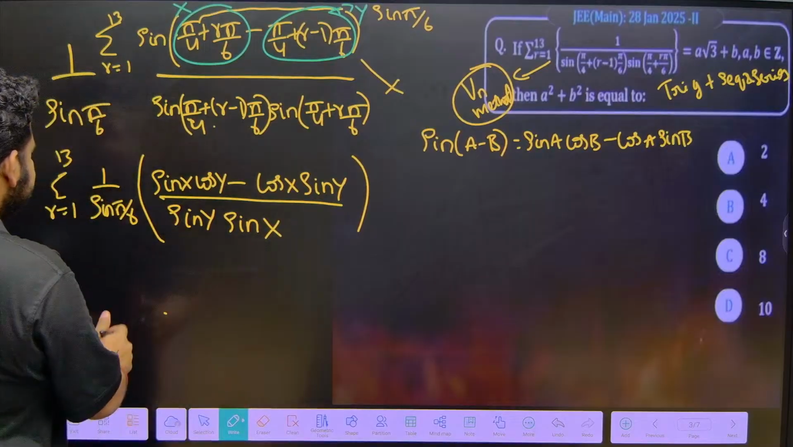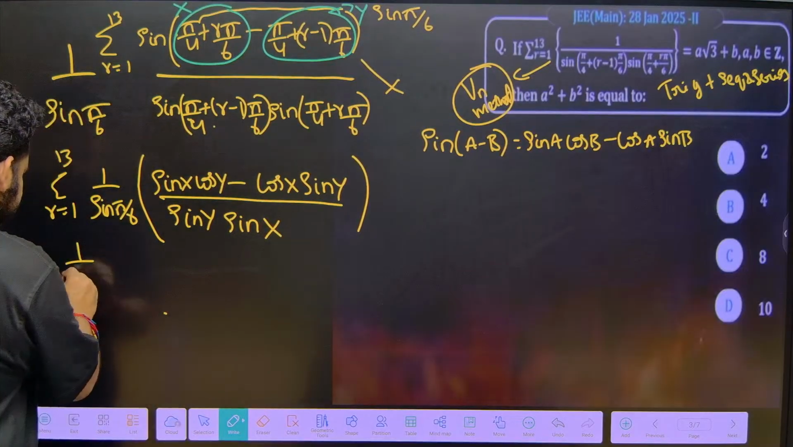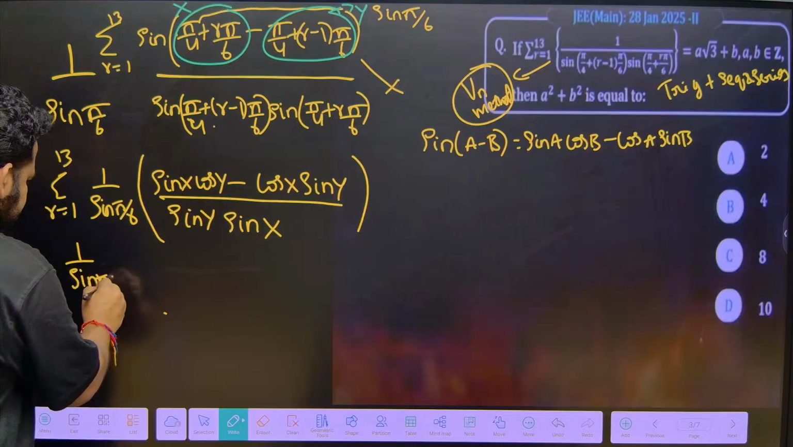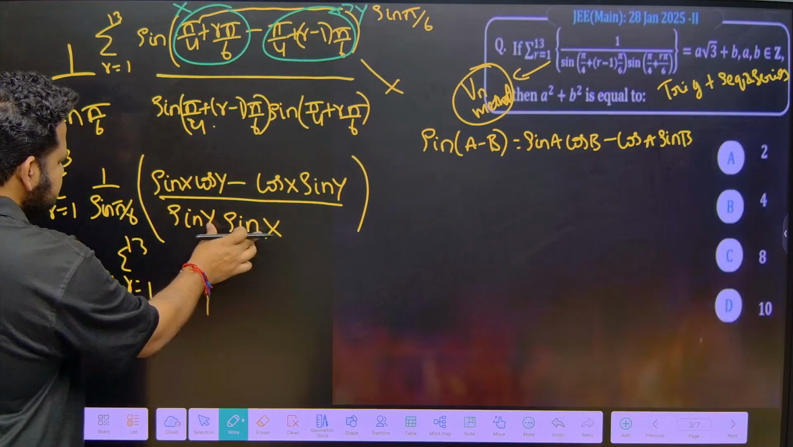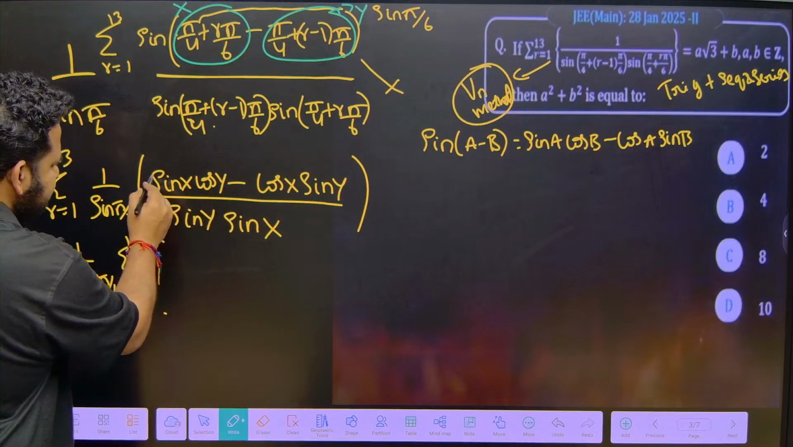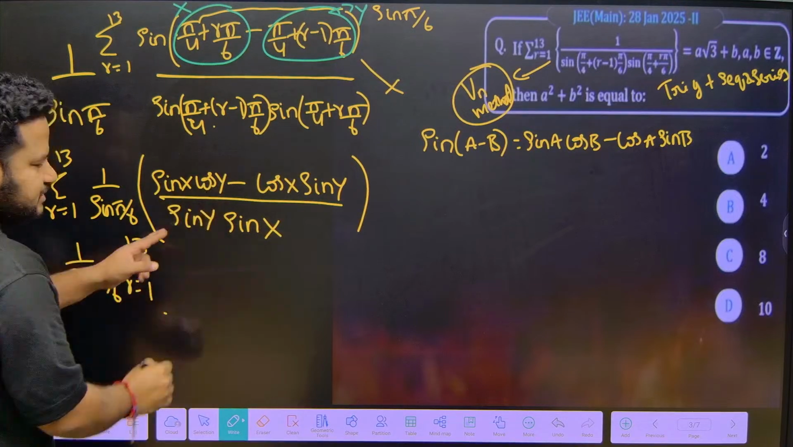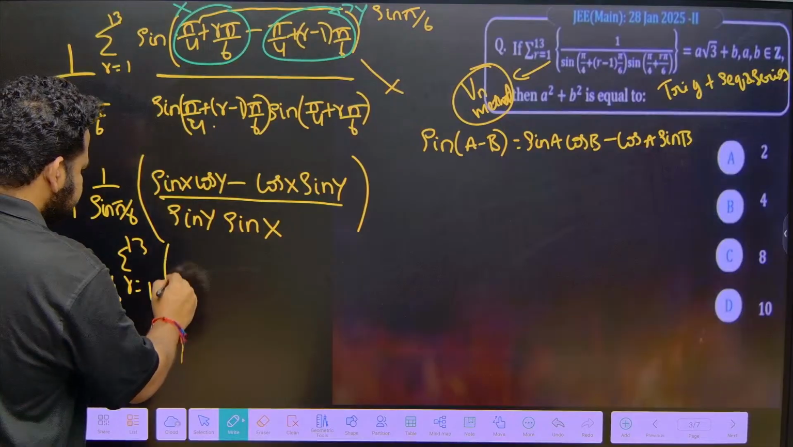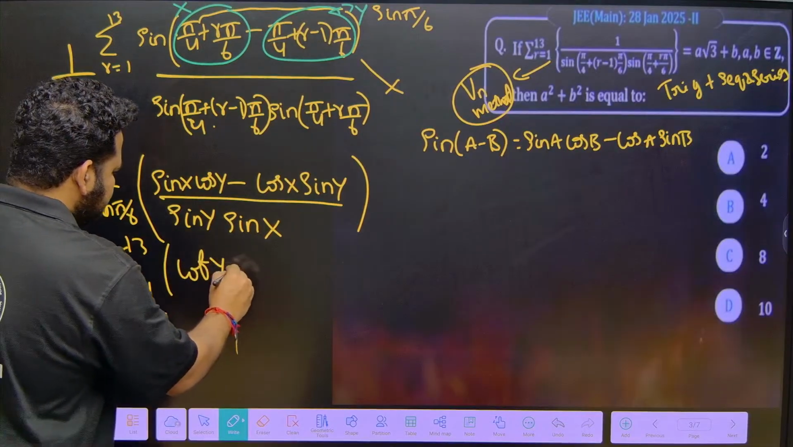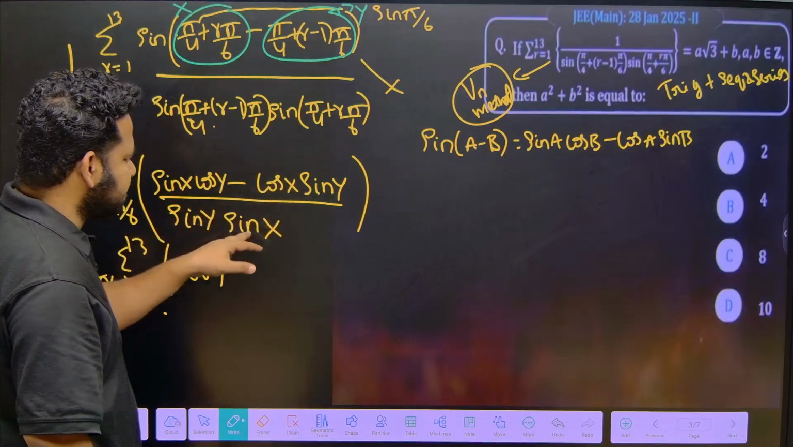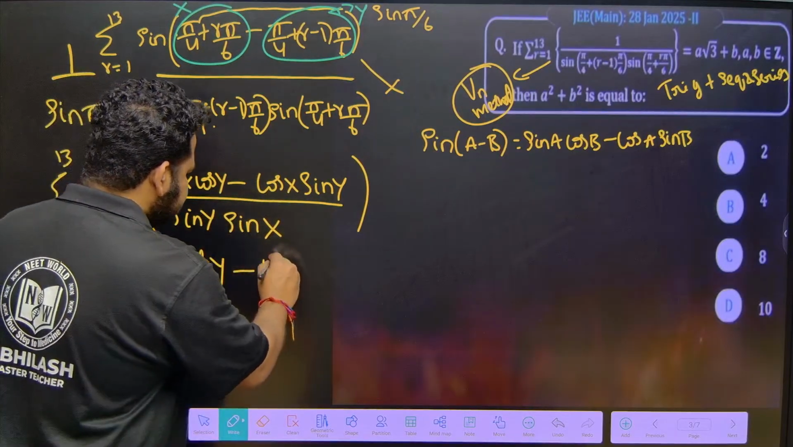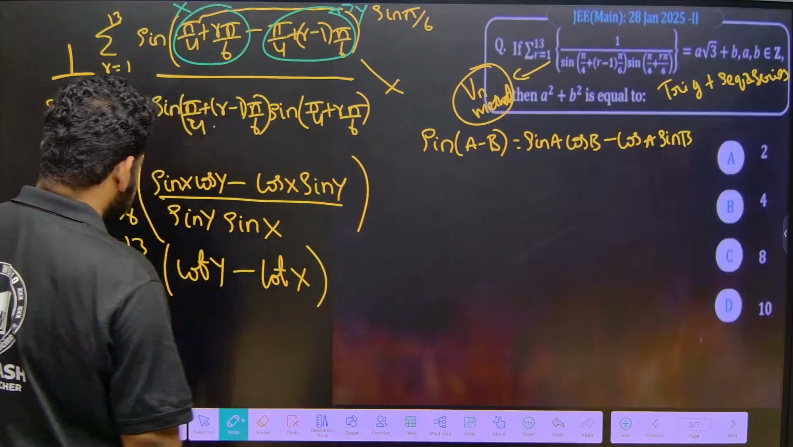Now if I separate and divide it, 1 by sin pi by 6 will come outside. For sin x cos y divided by sin y sin x, sin x will cancel and I will get cos y by sin y, which is nothing but cot y. Minus, for cos x sin y divided by sin y sin x, sin y will cancel and I will get cos x by sin x, that will be cot x, friends.